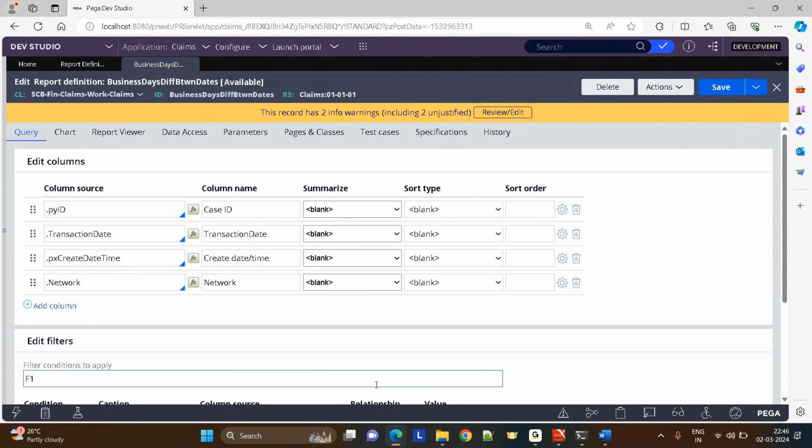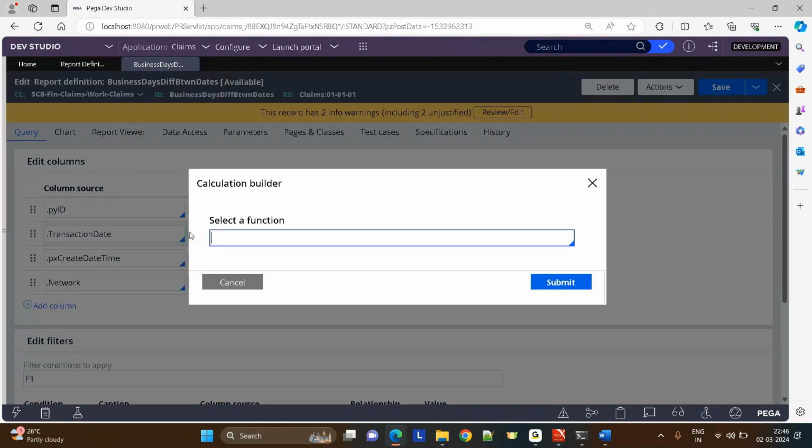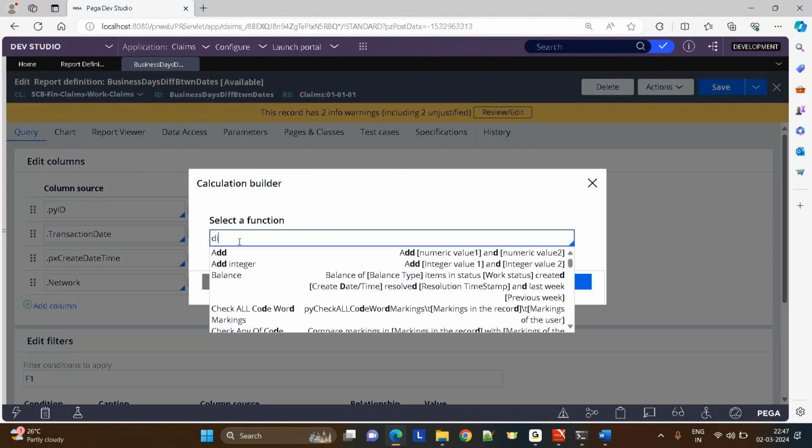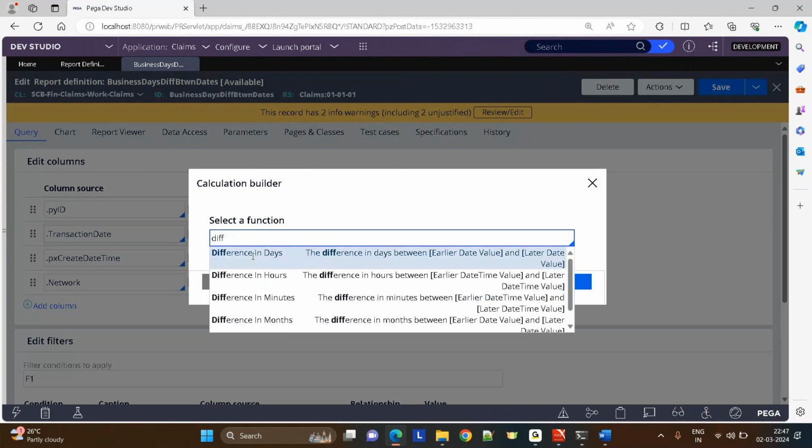So here is a challenging task which we encountered in real time. In the report definition, I have to get the difference between two dates. So we have two date properties. You have to get the difference between the two dates. You might be thinking, what is so challenging in that, right? Because you have the function library here. You can use the function difference in days to calculate the difference between two dates, right?